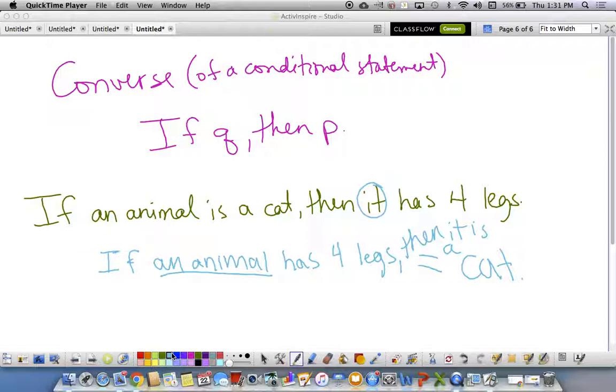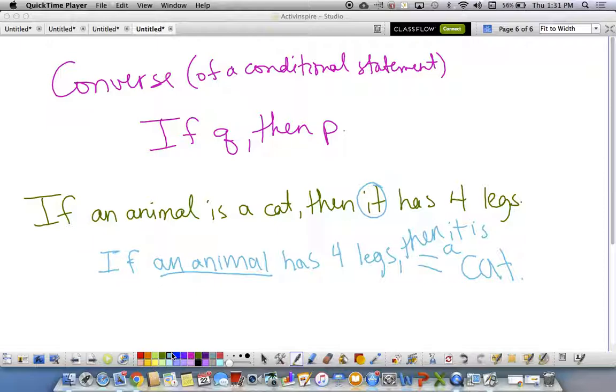No. If an animal has 4 legs, then it's a cat. Could be a dog. Could be a cow. Could be a giraffe. Any number of things. An elephant. Okay? Why would you switch it? Why would I put if?